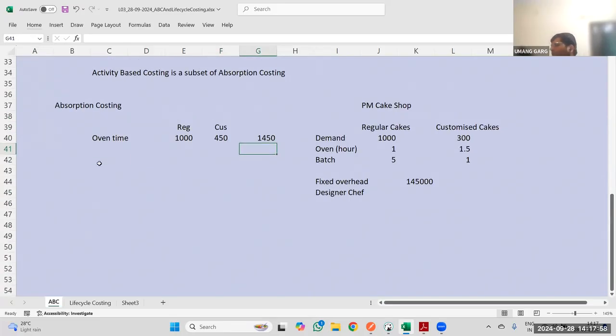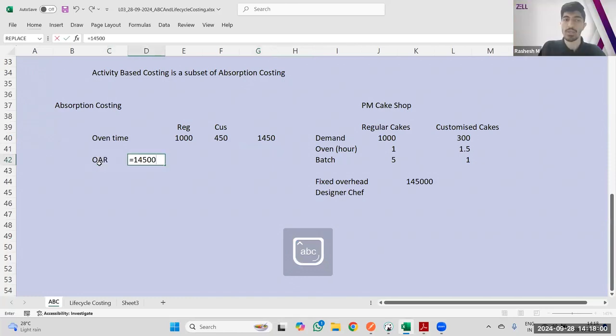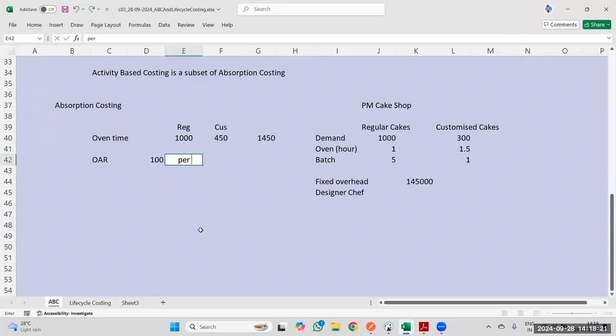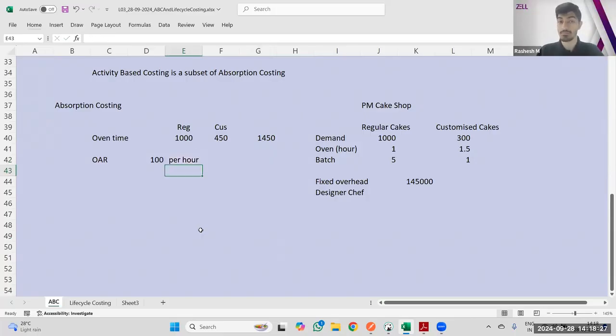So my OAR, guys, becomes simply my fixed overhead, 1,45,000 divided by 1450 hours, machine hours, oven hours, whatever you want to call it. So my overhead absorption rate becomes 100. Now, can any of you tell me this is 100 per unit or per hour? Per hour. Everyone clear? This is OAR per hour because 1450 hours is what we have used. So this simply represents my overhead absorption rate per hour.